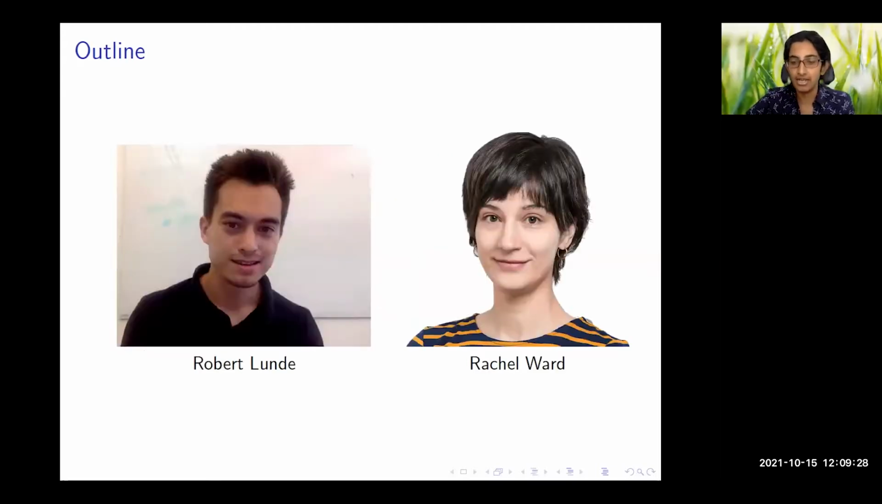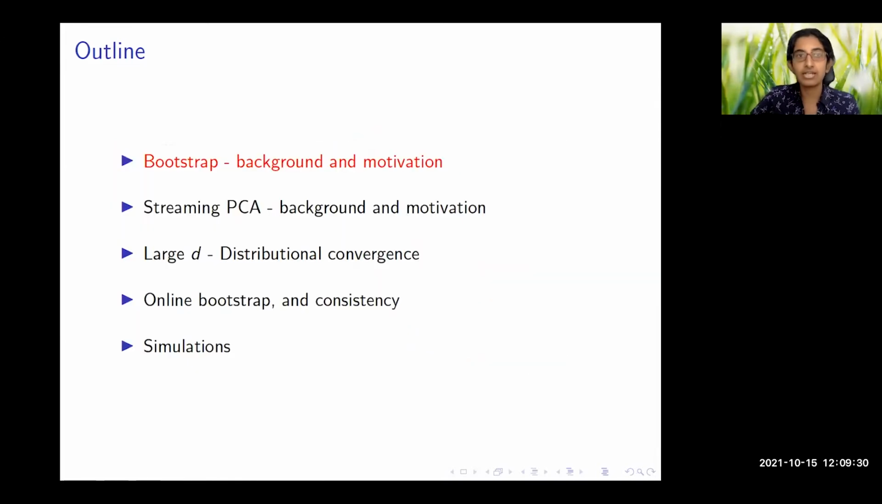Right, so yeah, this is the picture of the collaborators. So here is kind of like an outline of what I'll talk about. I felt like maybe you all already know what Bootstrap is, but I thought I'll just have a few slides about Bootstrap and what it does. Typically, I just take it for granted for statistics audiences, but here it is. And then I'll talk about streaming PCA, distributional convergence, and then our Bootstrap algorithm, consistency for that, and finally some simulations.